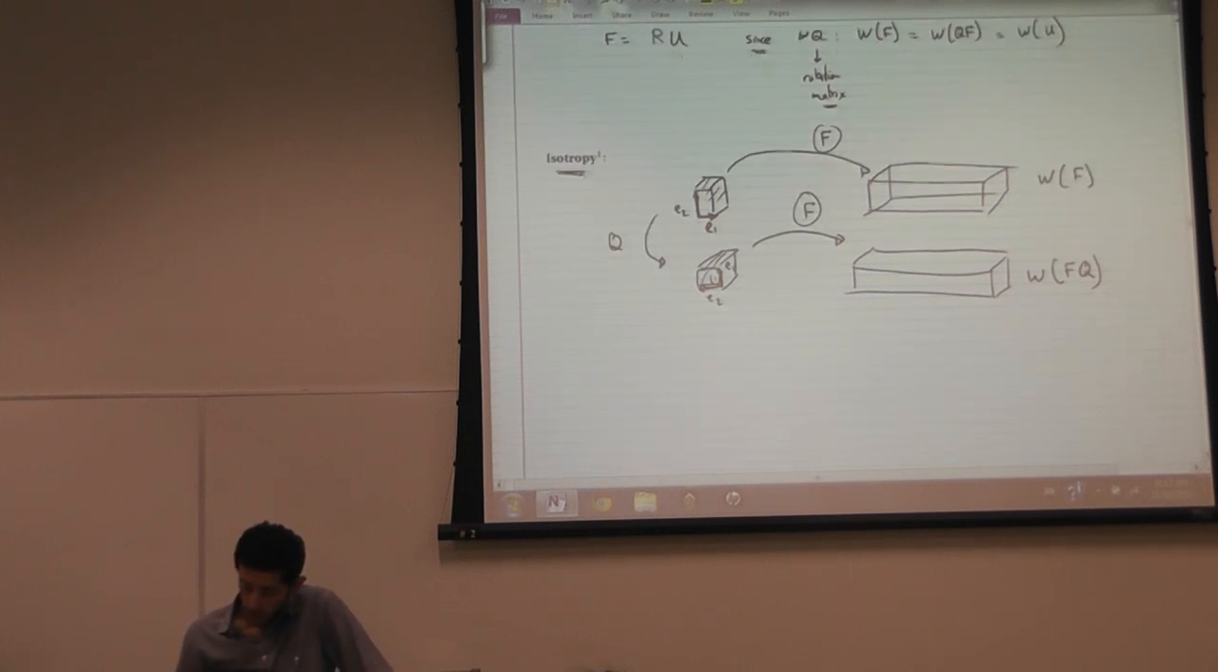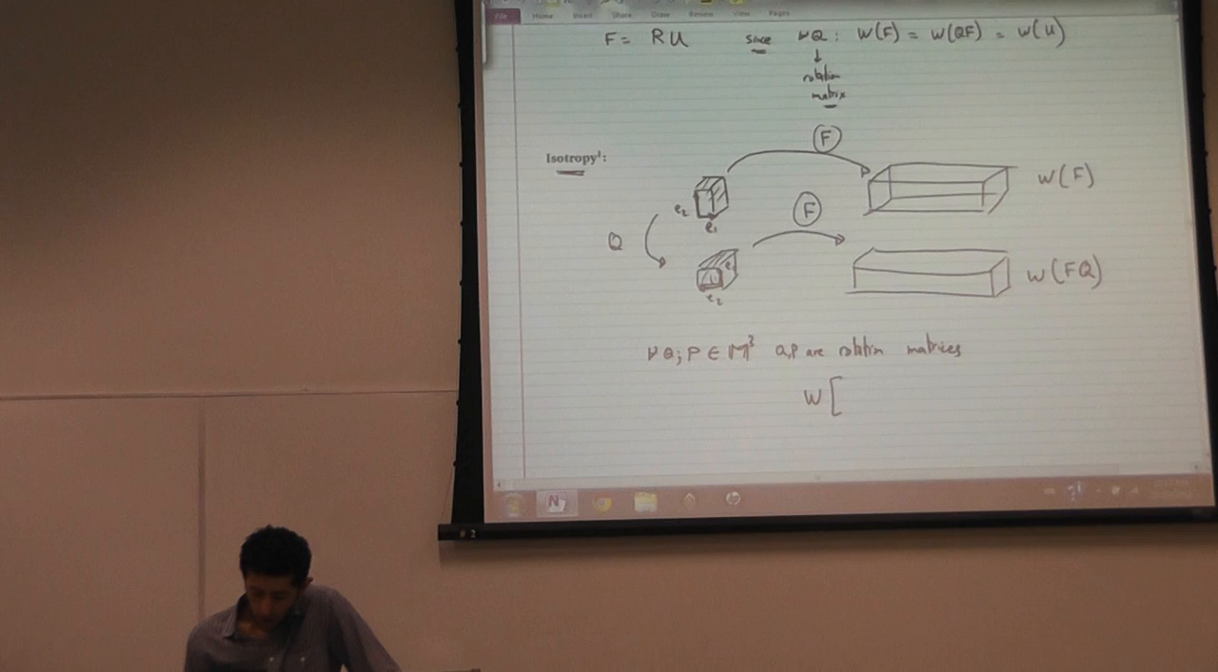So for every Q, for every P in M3, where Q and P are rotation matrices, W of P F Q is equal to W of F.